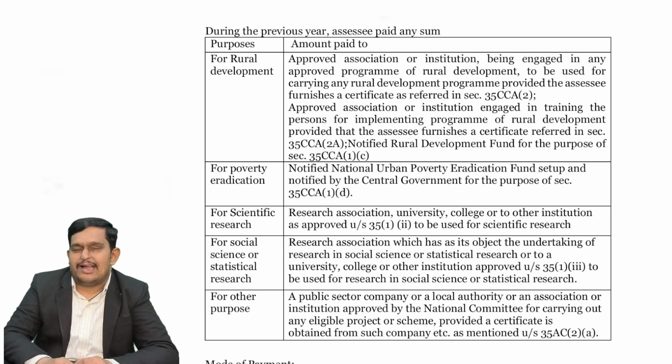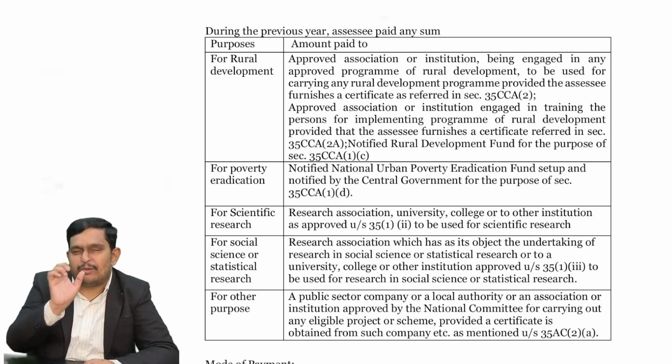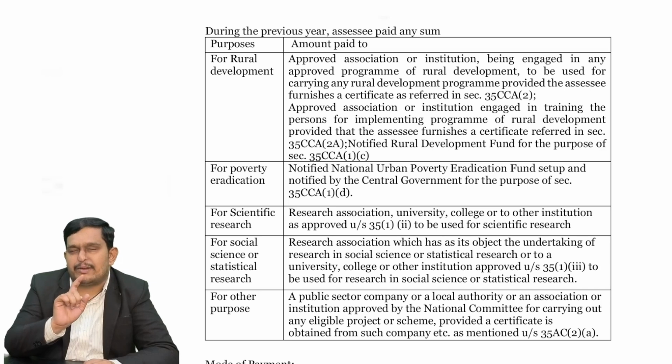So remember, under 80GGA, five items. First is the rural development program. Second is the urban poverty eradication program. Third is scientific research. Fourth is social and statistical research. And fifth is other purposes given in the side heading, but remember, any project approved by the national committee. This way you should remember.